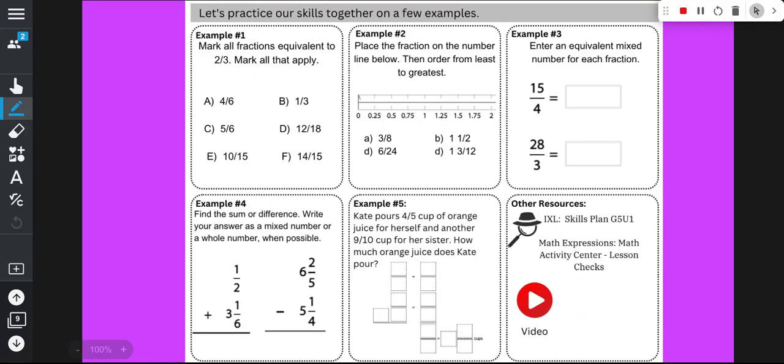Try the practice problems on your sheet. Resume the video to see how to solve each of these problems.